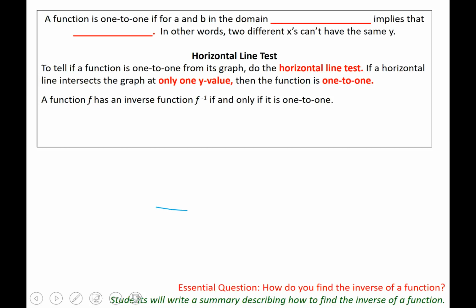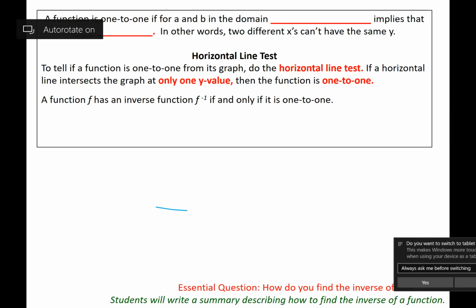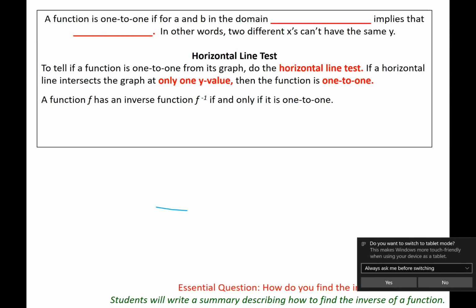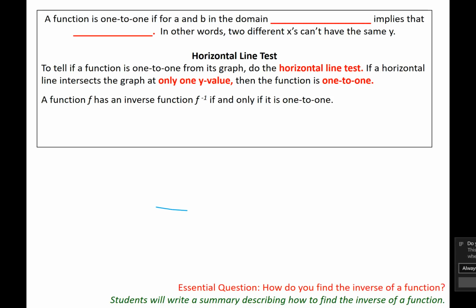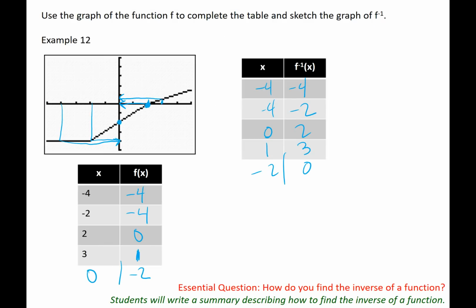I'm going to grab a different color again. Let me see if I just take the keyboard off. Maybe that's my complete problem here. Let's try that. Hang on, sorry. Okay, let's see if this works better.